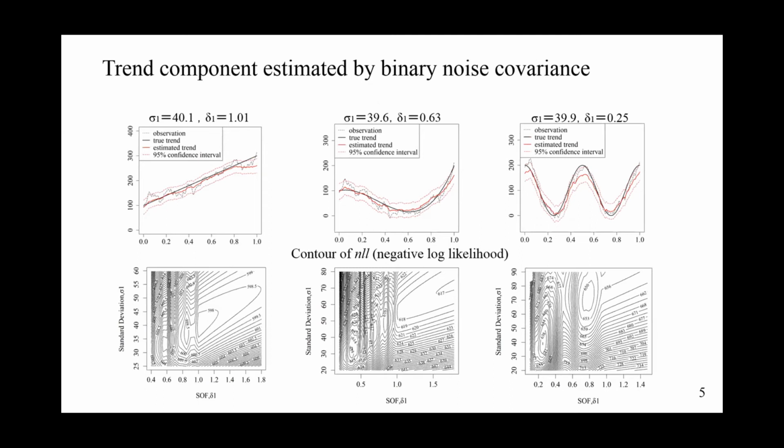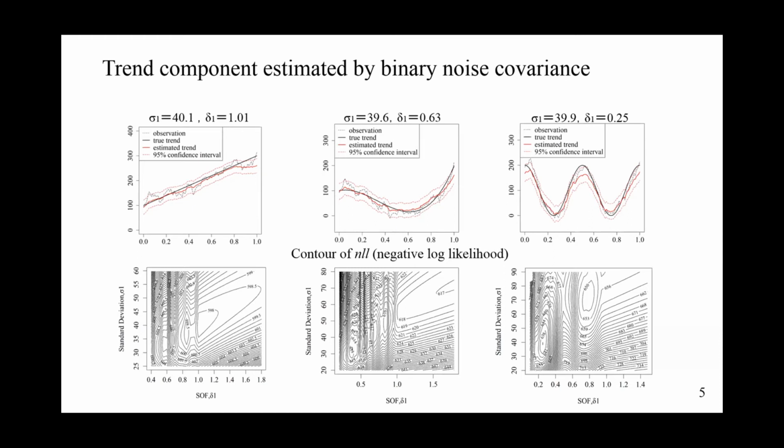This is the result when we use noise covariance, binary noise covariance. The estimated trend also has a small fluctuation like this one. And the shape of the contour map is very complicated like this one. There are even several local minima, right? So the Gaussian covariance matrix looks good, right?